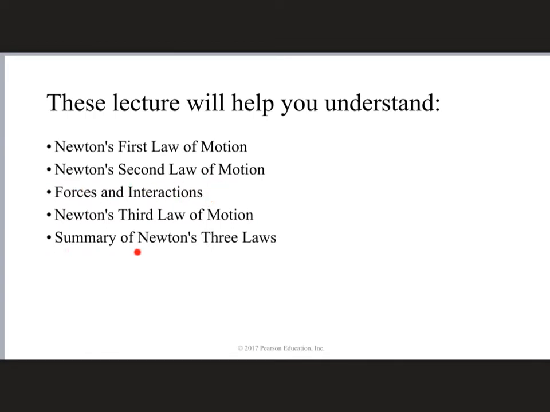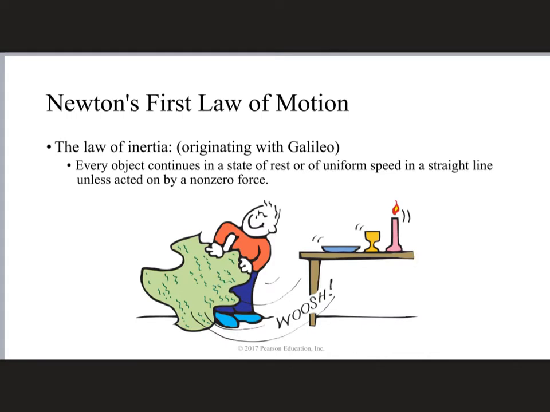And so we're going to summarize Newton's three laws, and we're going to focus on understanding what they mean and what they tell us and how we can use them to understand our world and figure things out about it. So let's look at Newton's first law of motion, which is also called the law of inertia. It says, every object continues in a state of rest or uniform speed, that means constant speed, in a straight line unless acted on by a non-zero force. And so again, you have to have a net force.